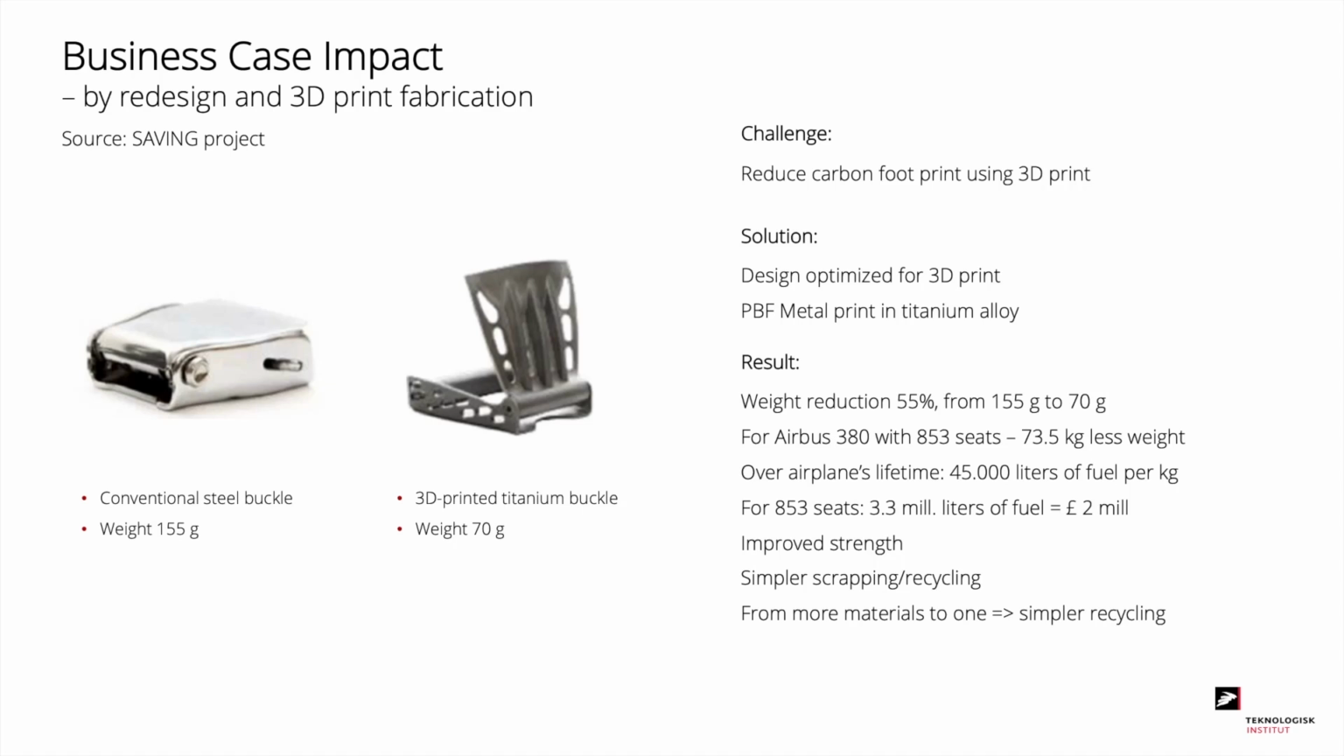For the 853 seats, that means then that the 73.5 kilo weight reduction reduced the fuel consumption by 3.3 million liters, corresponding to a saving of 2 million pounds over the airplane's lifetime. In addition to that, you have improved strength and simpler scrapping or recycling at the end. So we go from several materials to just one. So that's a simpler recycling.